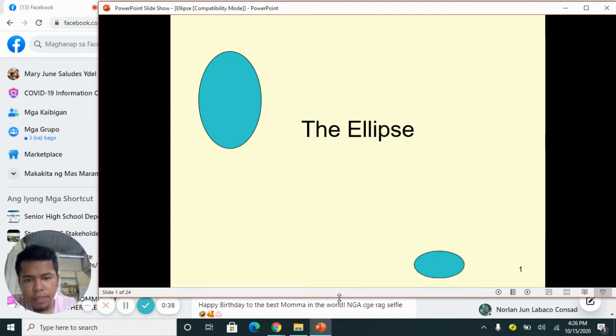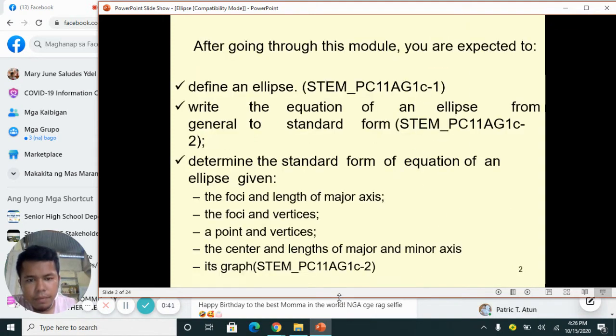So, what will be our objectives? After going through this module, you are expected to first define an ellipse, write the equation of an ellipse from general to standard form. So we have two kinds of equation for our ellipse, in different forms. We have the standard form and also the general form. And we're going to write from general form to standard form.